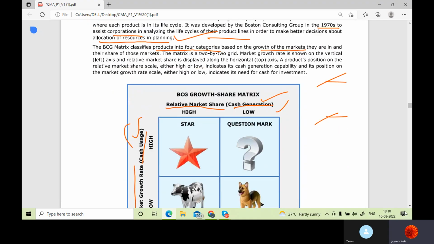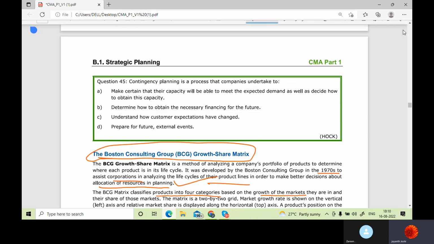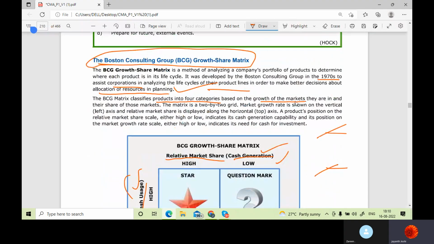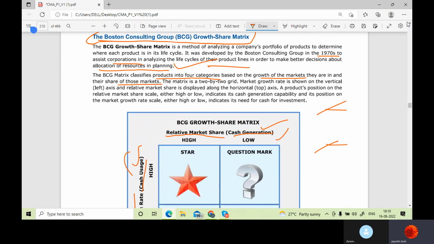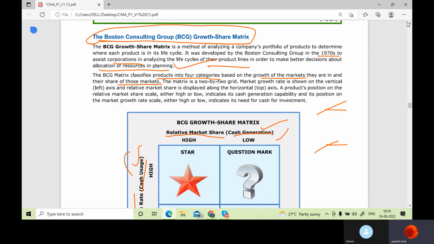Okay, so the BCG matrix classifies products into four categories, based on the growth of the markets they are in and their share of those markets. That's the markets in which the companies are performing, and what kind of share they have in the market. So how the market is growing and their share in those markets is what we are seeing.